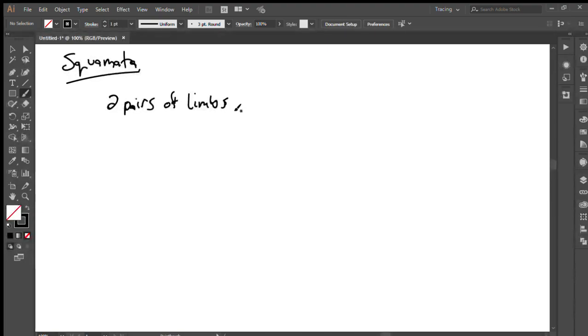Okay, and except snakes. Snakes obviously don't have any limbs. Okay, so 2 pairs of limbs, have ears, can hear. Guess what? Except snakes, they can't hear. Makes you wonder why they're in Squamata, but they break off after the order family. They'll break off in the family area down there.